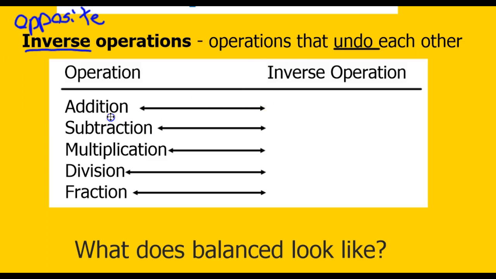our operations. So what we have first is addition. What is the operation that undoes addition, or is the opposite? Well, that is subtraction. So that is the opposite of addition. So if subtraction is the opposite of addition, the opposite of subtraction must be addition.